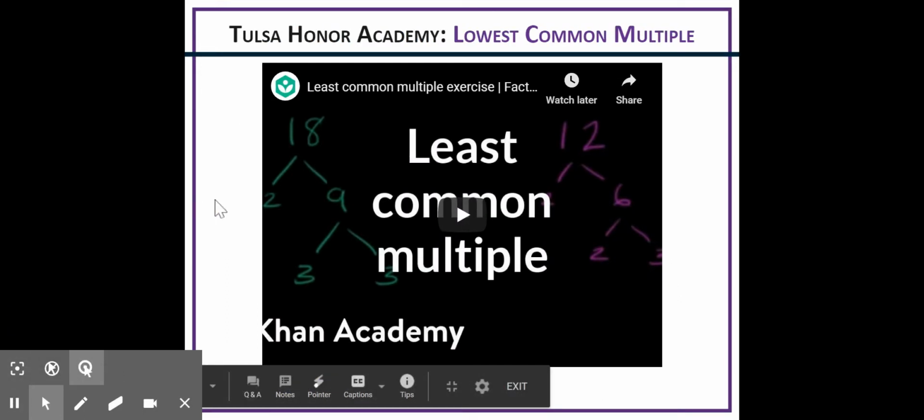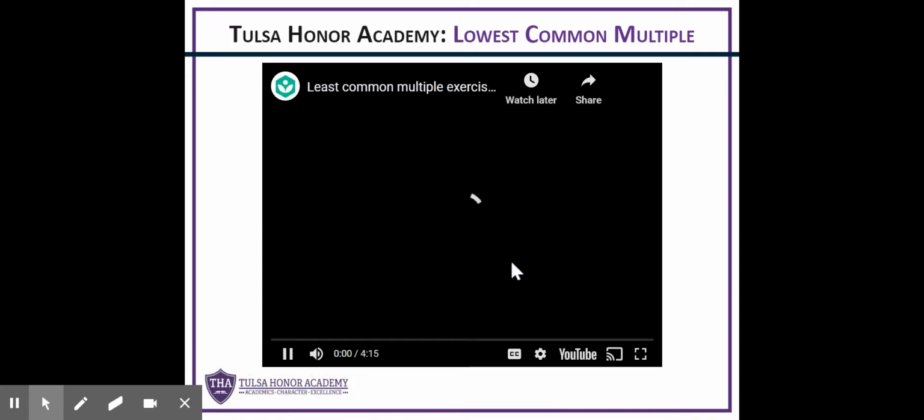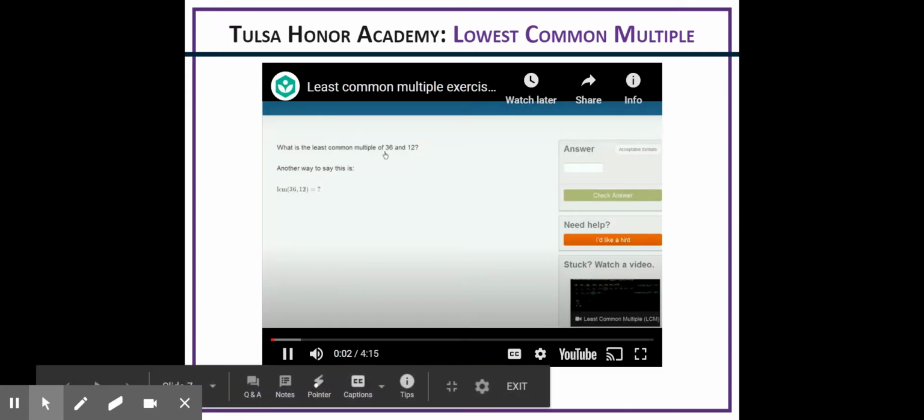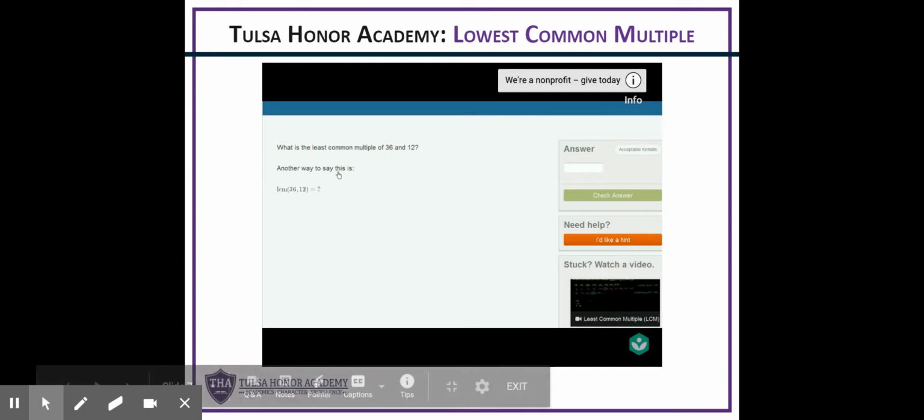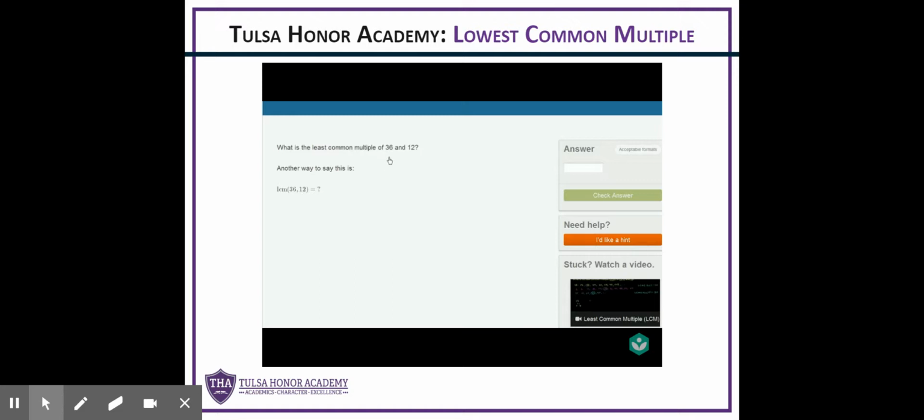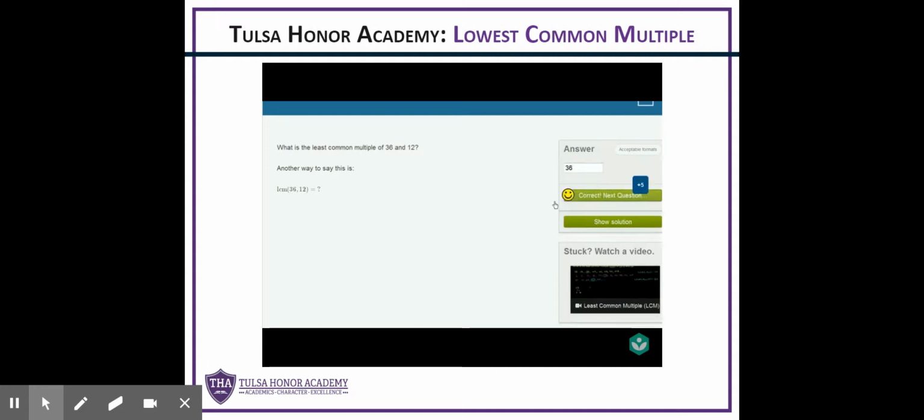Alright, so let's get started with our least common multiple. What is the least common multiple of 36 and 12? Another way to say this is LCM in parentheses 36 and 12. Well, this one might pop out at you because 36 itself is a multiple of 12. And 36 is also a multiple of 36. It's 1 times 36. So the smallest number that is both a multiple of 36 and 12, because 36 is a multiple of 12, is actually 36. There we go. Let's do a couple more of these. That one was too easy.